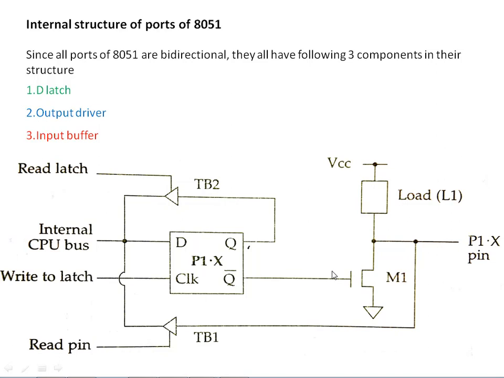Here, the diagram shows a typical 8051 port 1 architecture. TB1 and TB2 are two tri-state buffers. The input to the tri-state buffer is given to the output side based on the status of the control pin. L1 is an internal pull-up resistor.